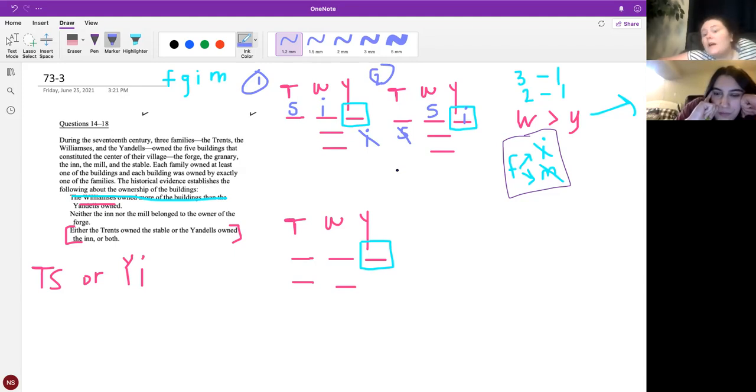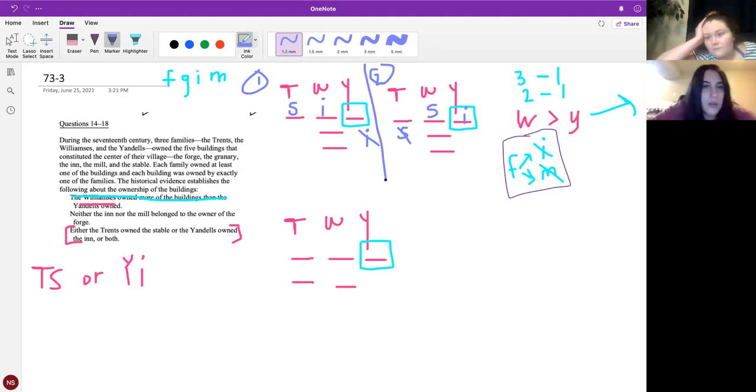Where, okay, actually, no, I think we do. For one, we know where everybody goes in one. Neither the inn nor the mill belong, either the Trent or the stable. If we have F, then what happens? See, this is why I draw my contrapositives. Because if we have I, then what don't we have? F. And if we have M, then what don't we have? F. So what happens in world one?